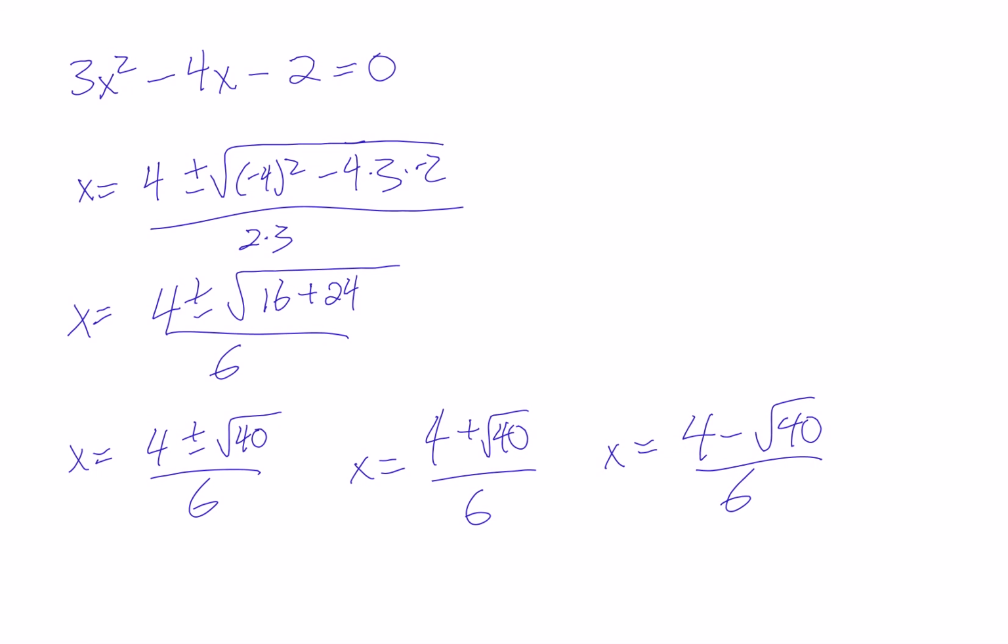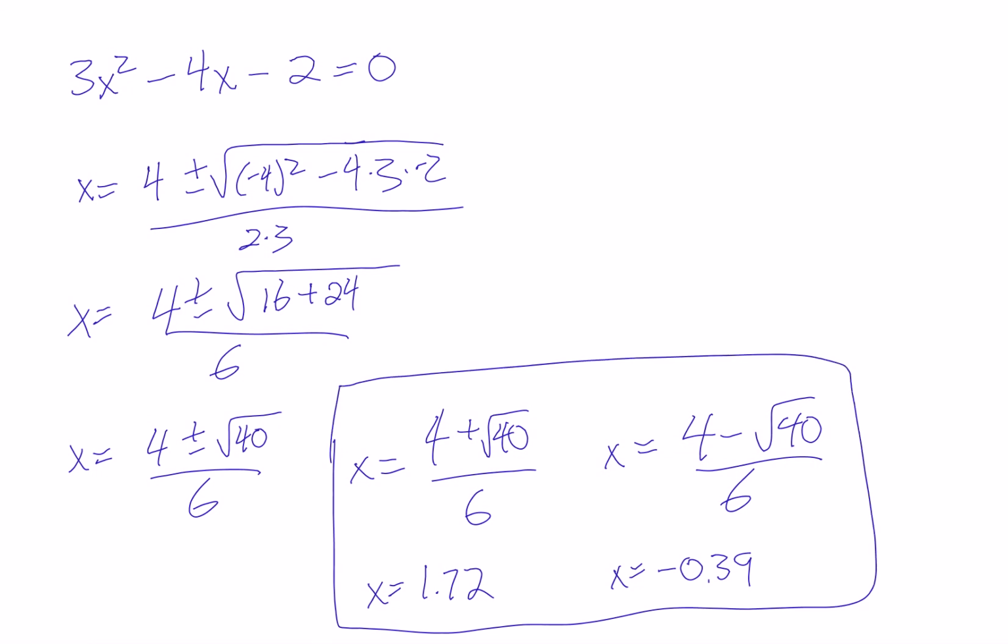If for whatever reason you wanted the actual answer, you would just type in 4 plus root 40 divided by 6, and that gives us an answer of approximately 1.72. And we could do 4 minus root 40 divided by 6, and that gives us an answer of approximately negative 0.39. So either leave it as a square root, or you can simplify it down to a decimal. Later on we're going to figure out how to simplify those square roots, but for now that'll be it. So there's the quadratic formula.